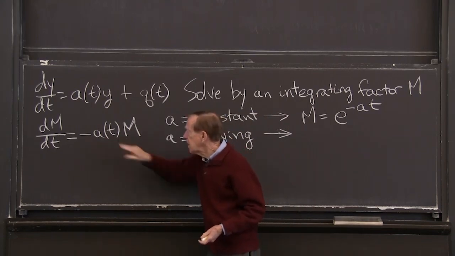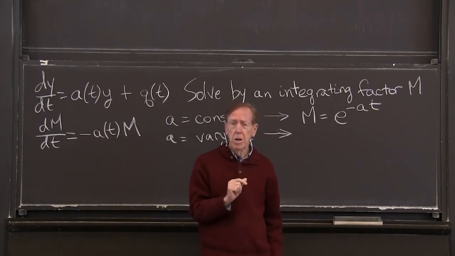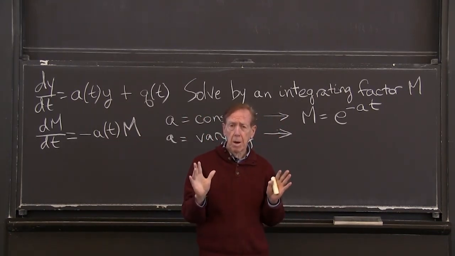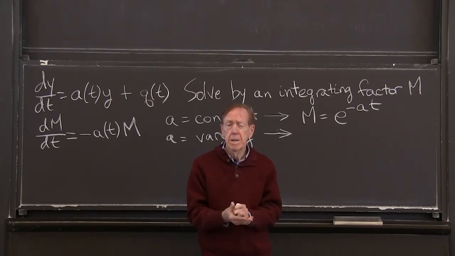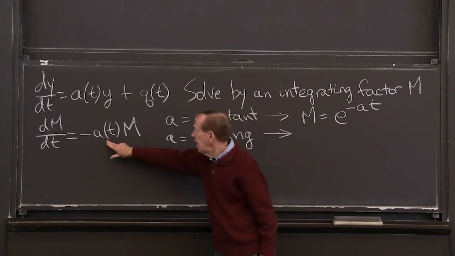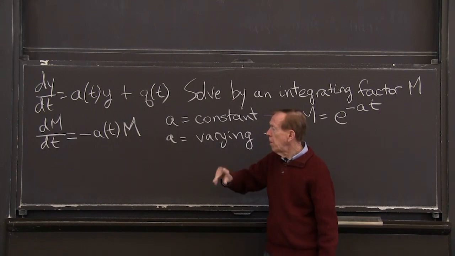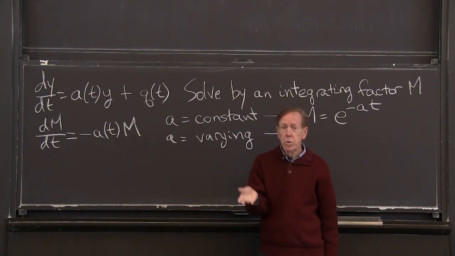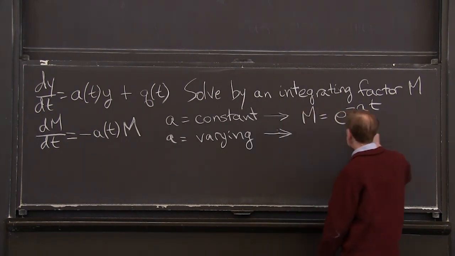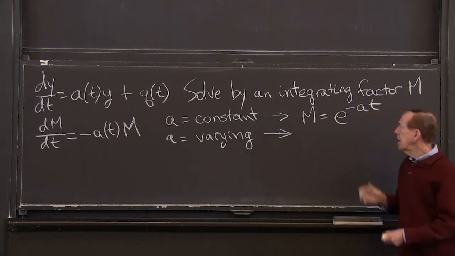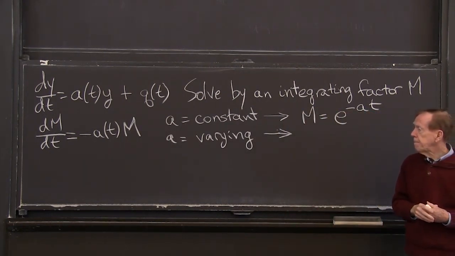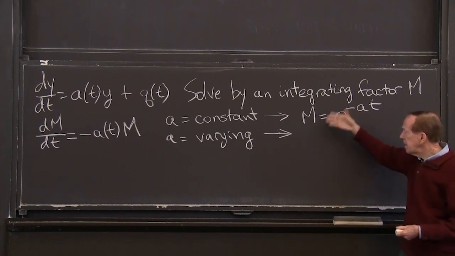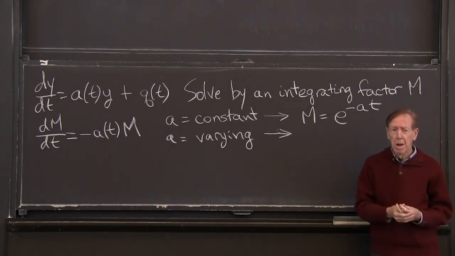If a is constant, and I'll keep that case going because that's the one with simple, recognizable formulas. If a is a constant, we're looking for the function m whose derivative is minus am, and that function is e to the minus at. The derivative brings down the minus a that we want.